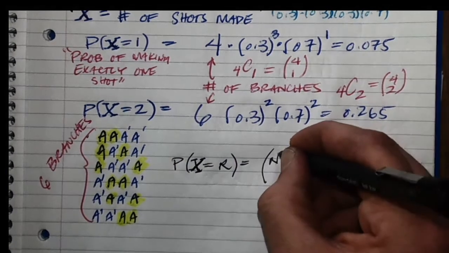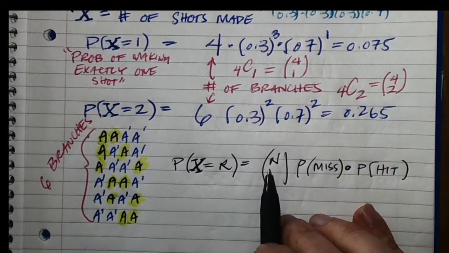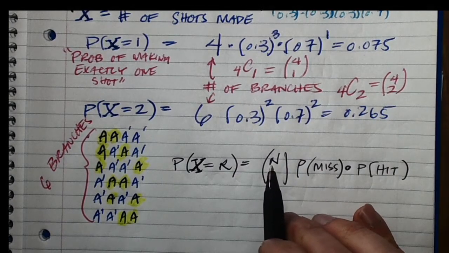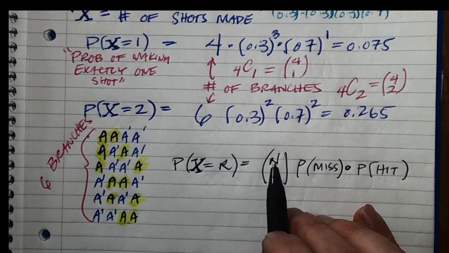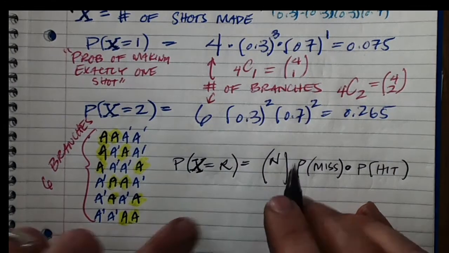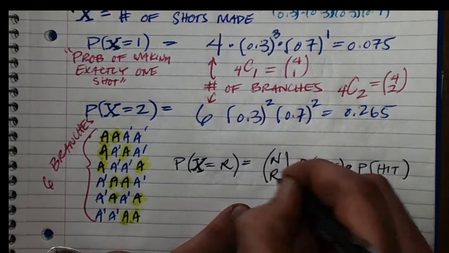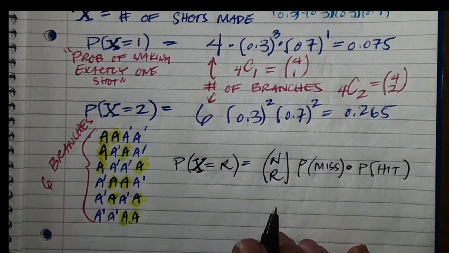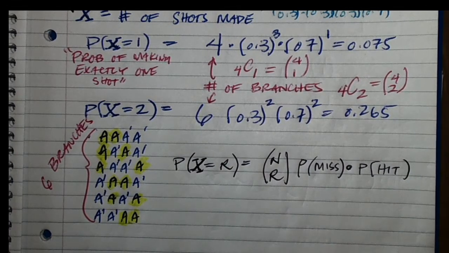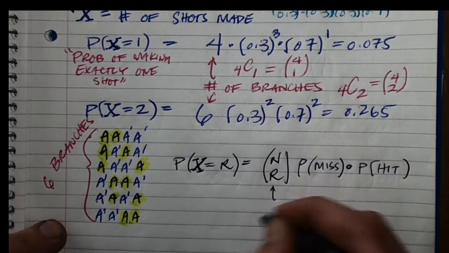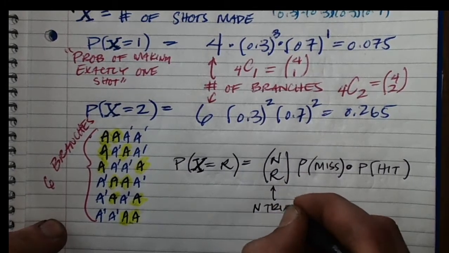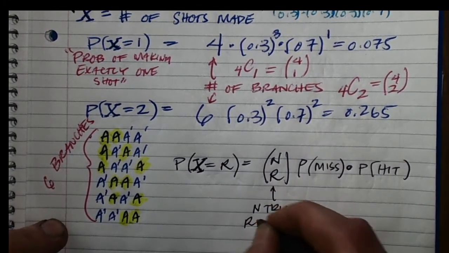And in our problem, we had 4 trials, but that, of course, could change. So n represents the number of trials that we're doing. And R is how many you get to choose that you're kind of looking for to be the special ones. This is n trials, and then R special.